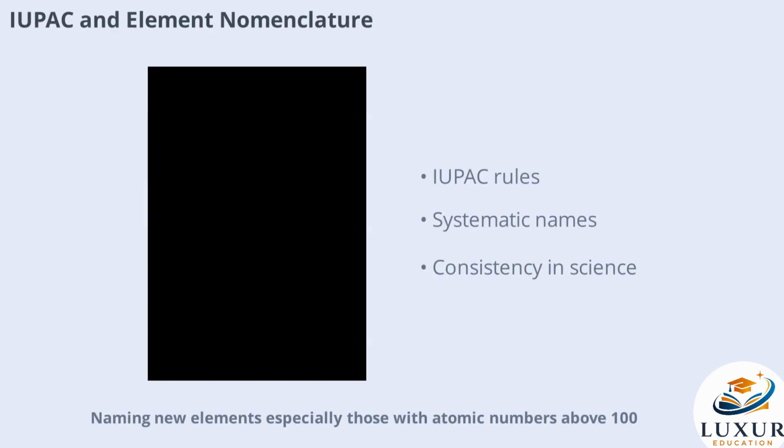Naming new elements, especially those with atomic numbers above 100, can be contentious. The International Union of Pure and Applied Chemistry (IUPAC) provides systematic rules for naming these elements based on their atomic numbers until official names are agreed upon. This ensures consistency and avoids confusion, especially as new, unstable elements are synthesized in laboratories around the world.